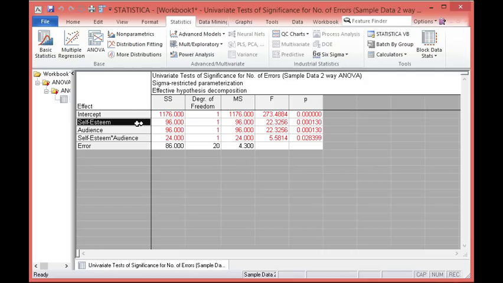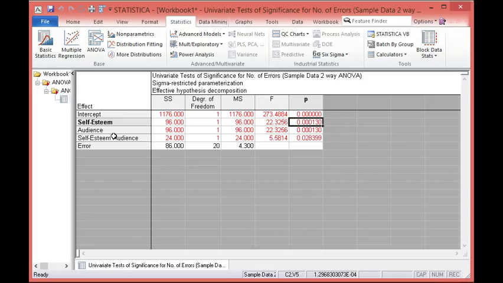Okay, so this one is our result for the first hypothesis, and we hypothesize if self-esteem has an impact on the number of errors, and we can see that the result is significant with the probability value less than 0.05, which means that self-esteem has a significant impact on the number of errors. But we'll check later on with regard to what is the nature of this effect.